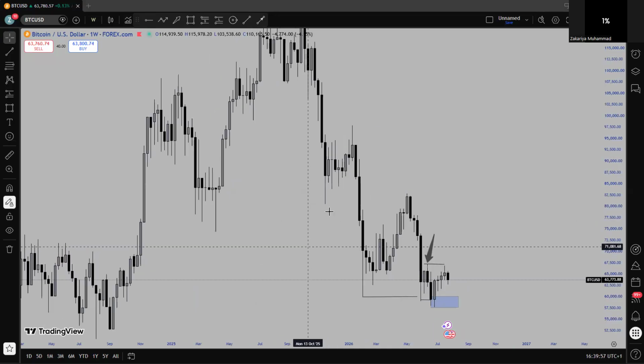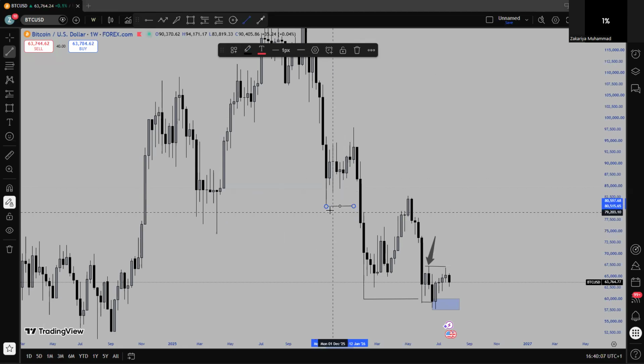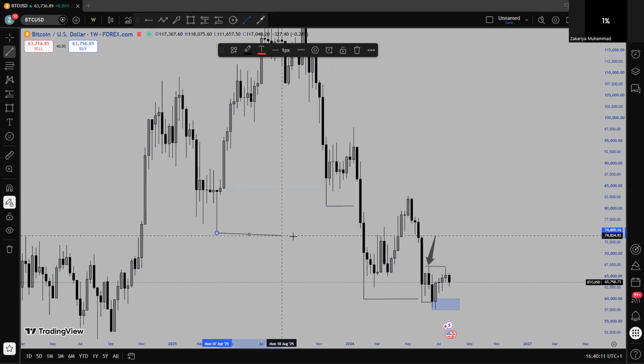To confirm your structure, you want to see breakup structure. You want to see market breaking lows. If possible, multiple breakup structures. Market breaking this low, which is the low in the current trend, and then what? Breaking the low of what?